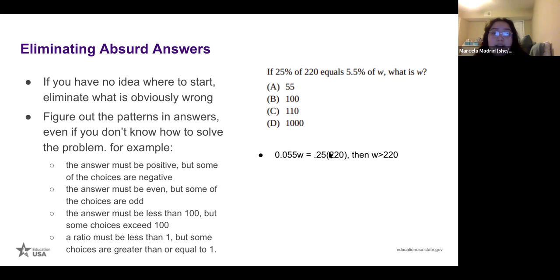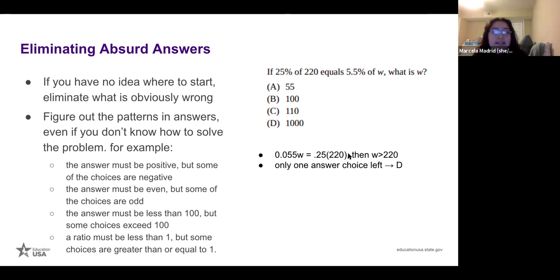So then you know that if you would just get 1 W, you already know that W is more than 1/4 of 220. So W has to be bigger than 220. And if you have that, you know that W itself is greater than 220. You're only left with one answer choice because only one of them is above 220, which is 1,000. So your answer choice would be D.